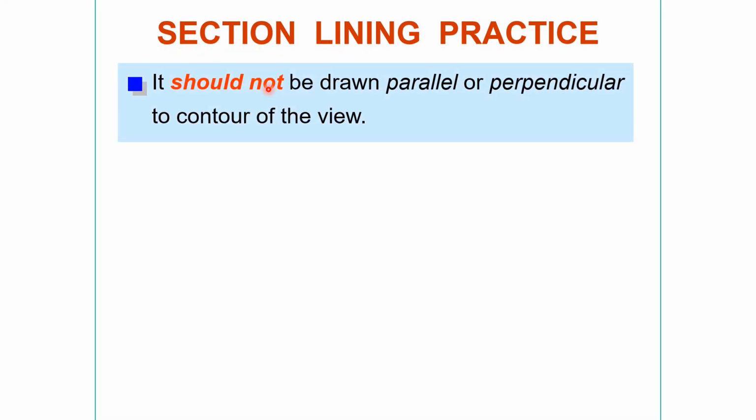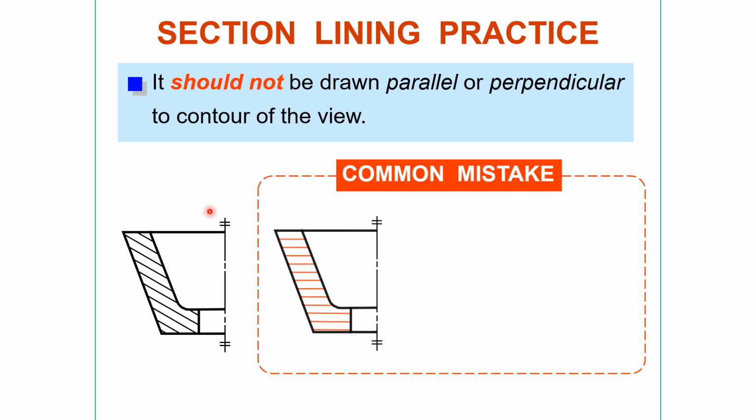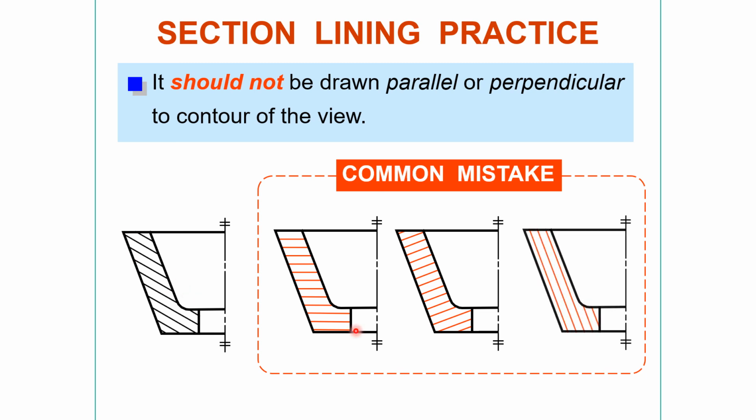Section lining practice. It should not be drawn parallel or perpendicular to the contour of the object. If the object is inclined, it does not mean here. A common mistake in the parallel, that is wrong. Again this is wrong, so this is the right way. This is again wrong.